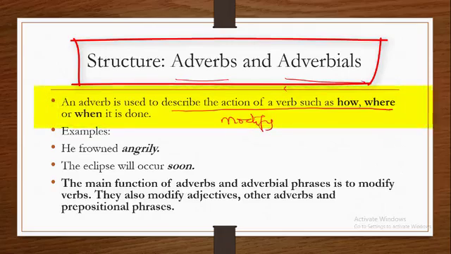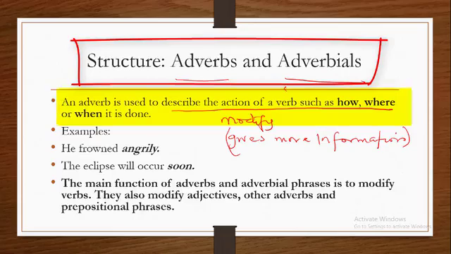In other words, we are saying, and I told you, whenever you see the word modify, you say it gives more information. Okay, it gives more information. Alright. So, in other words, we are saying that adverbs give more information on the action of the verb. It gives more information on how, where, and when the action was performed. Okay, so it answers the question: how was the action performed? Where was the action performed? Or when was the action performed?